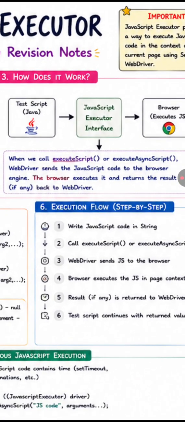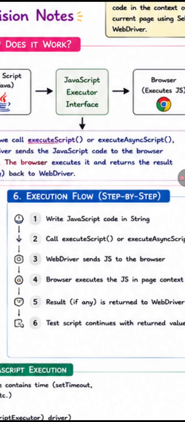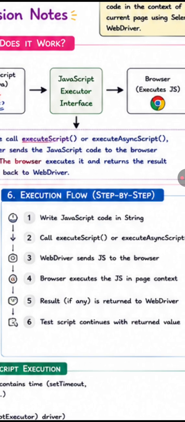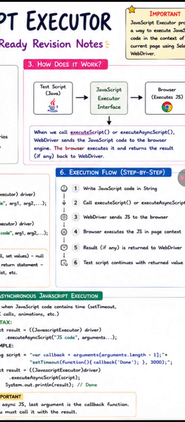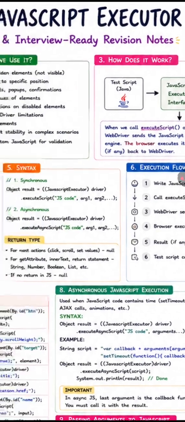First we write JavaScript code in our Java page. Then the Selenium script calls the execute script method from the JavaScript Executor, and Selenium sends the JavaScript code to the browser. Then the browser executes this code, and after that the browser returns the result to Selenium, and in this way we can continue our test case with the return value. So in this way JavaScript Executor works.